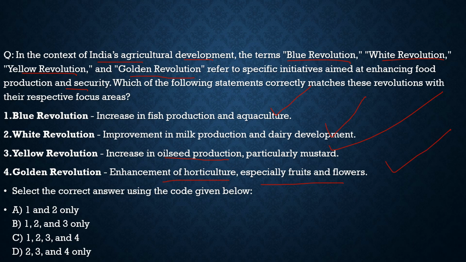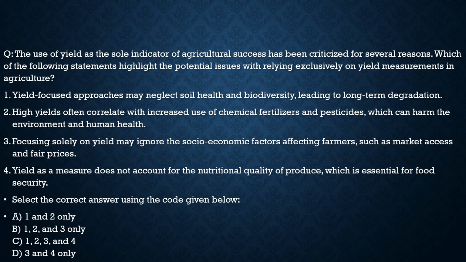With respect to this, all four statements are correct, and from the code given below, the correct code would be option C. So with this, I hope you got the basic idea about these rainbow revolutions, the different color codes given to these revolutions. I hope you got it. This is going to be very interesting and very important for your prelims exam. With this, let's move to another question and try to solve it.